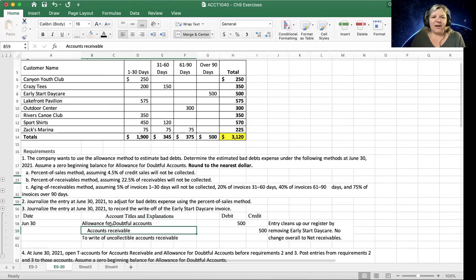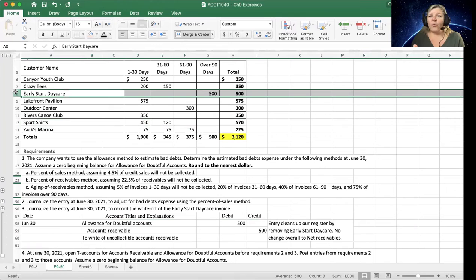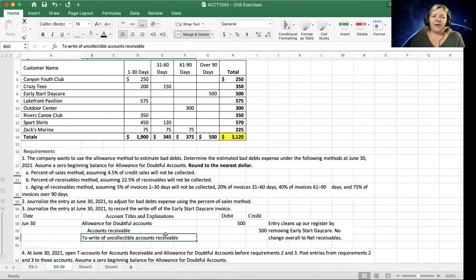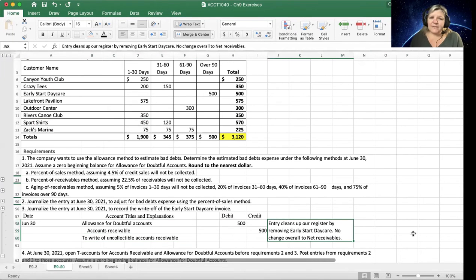Okay, so what we've got then on June 30th is a debit to allowance for doubtful accounts this time, and a credit to accounts receivable. So by crediting accounts receivable, we're taking early start daycare right off of our listing. Accounts receivable is an asset account. Allowance for doubtful accounts is a contra asset. So to take a look at this note over here, what this entry does is it cleans up our register by removing early start daycare. There's no change to the overall net receivables.